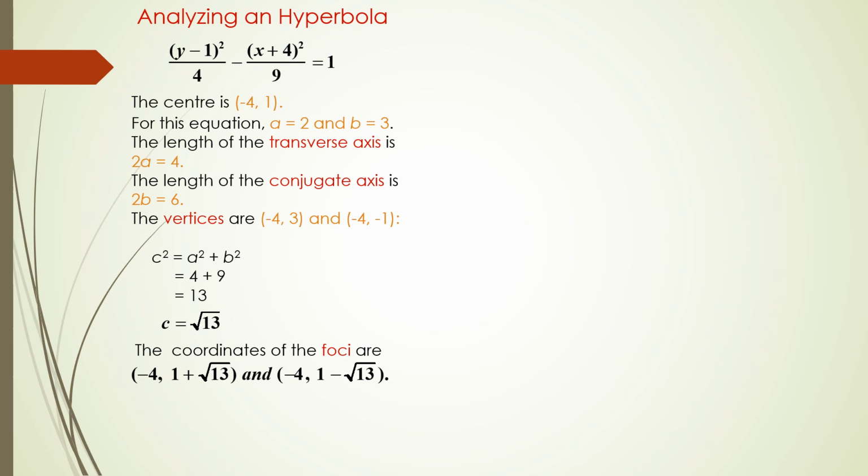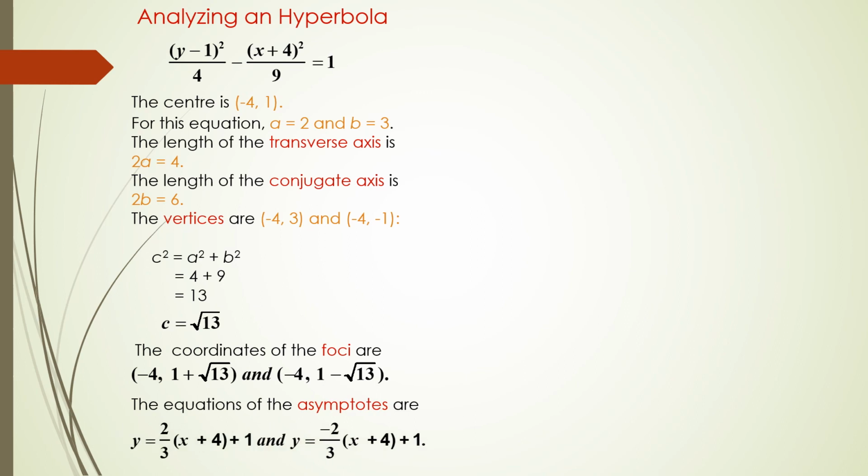Be careful with x minus h. The coordinates of the center are negative 4 and positive 1. So a is 2, b is 3, and c is 4 and 6 units. These are the coordinates of the vertices, and our foci. Again, be careful. You can check your printed modules for more information.